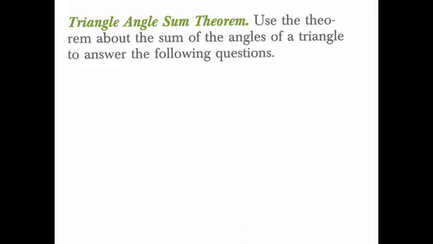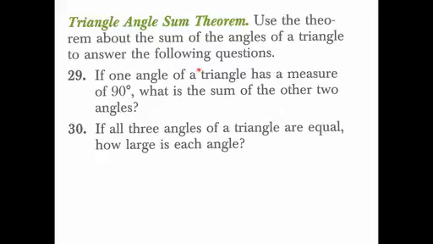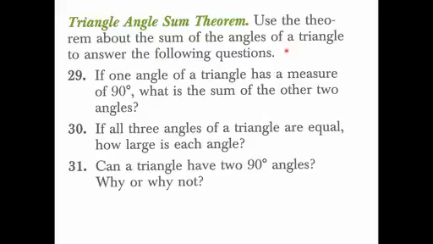So here we're using the triangle angle sum theorem. That's the idea that the sum of the measures of the angles of a triangle is 180 degrees. And now just think these questions through. If one angle of a triangle is 90, what is the sum of the other two? If all three angles are equal, how large is each? Remember, we're starting with the fact that the sum of the measures of the angles is 180.